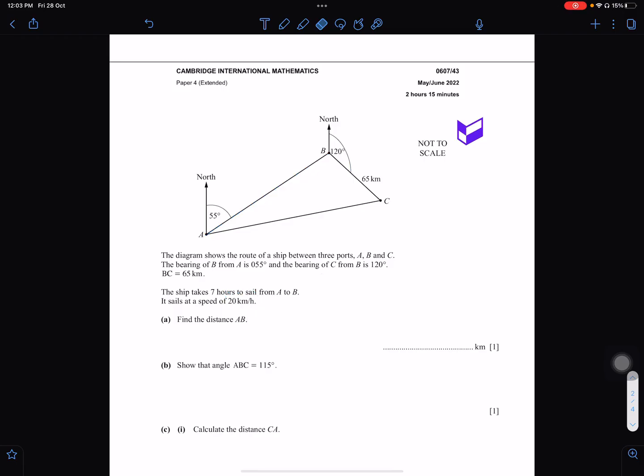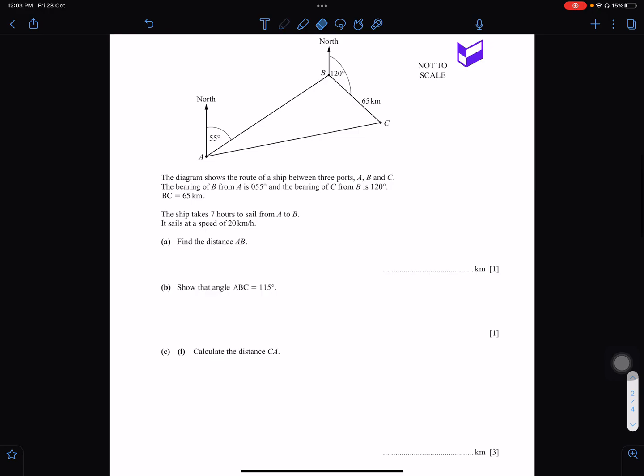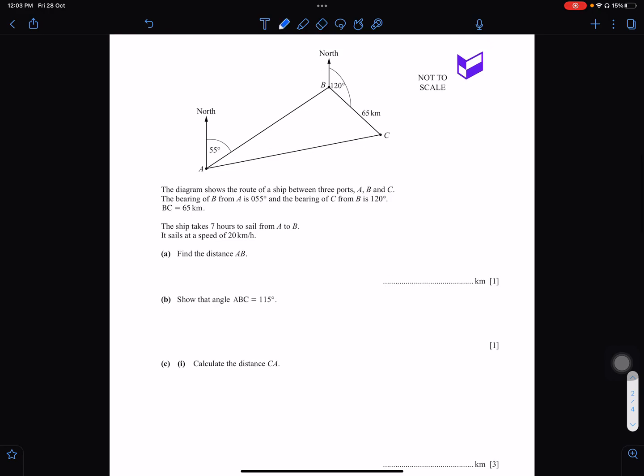Since we know the speed is 20 kilometers per hour and it takes 7 hours, we have to use the distance formula for AB. Distance is basically speed into time. The speed out here is 20 kmph, and the time is 7 hours, so 20 into 7. So the total distance covered is 140 kilometers.